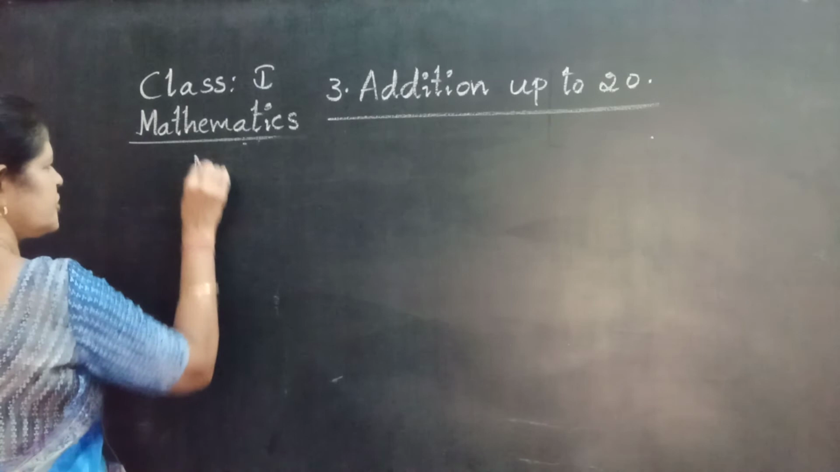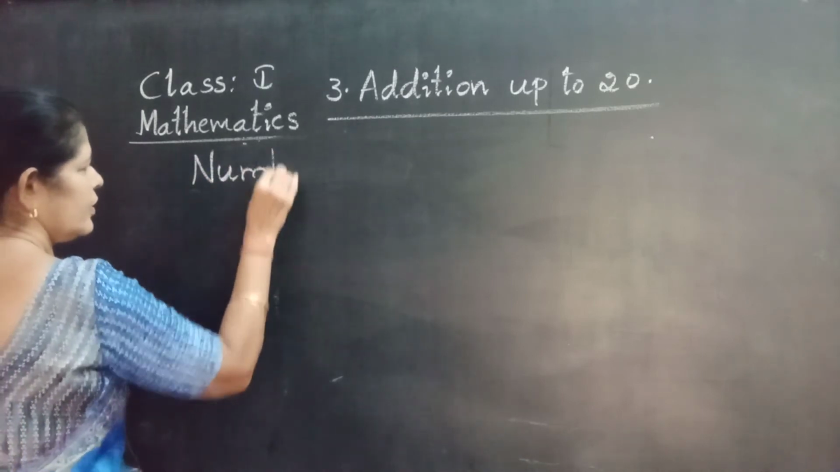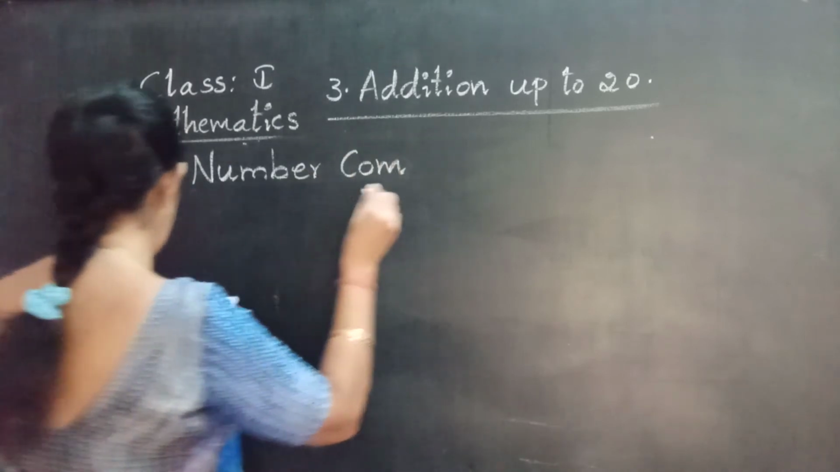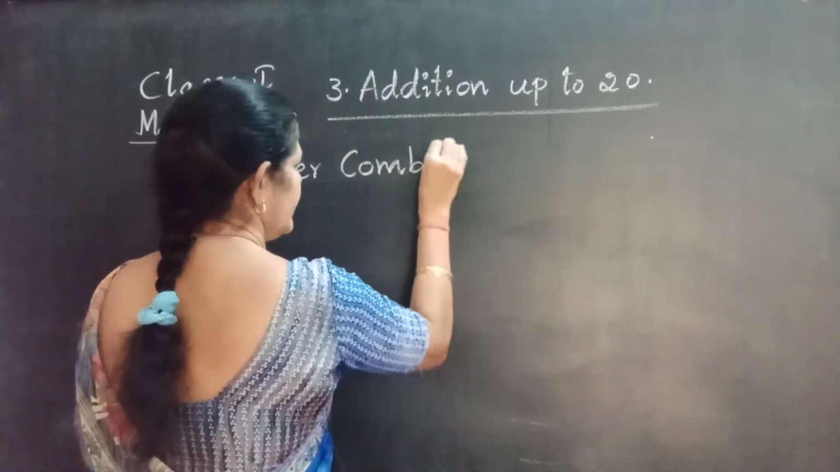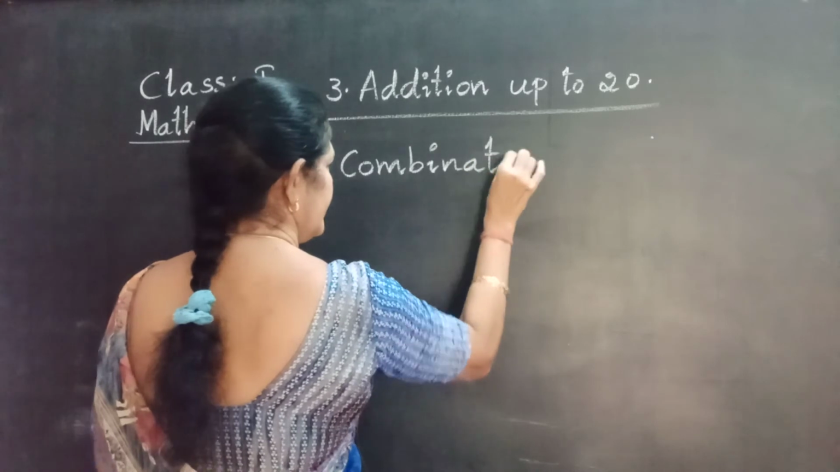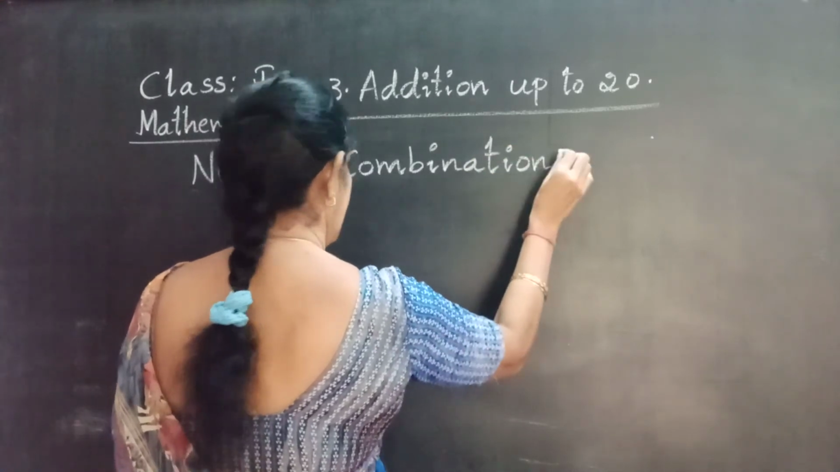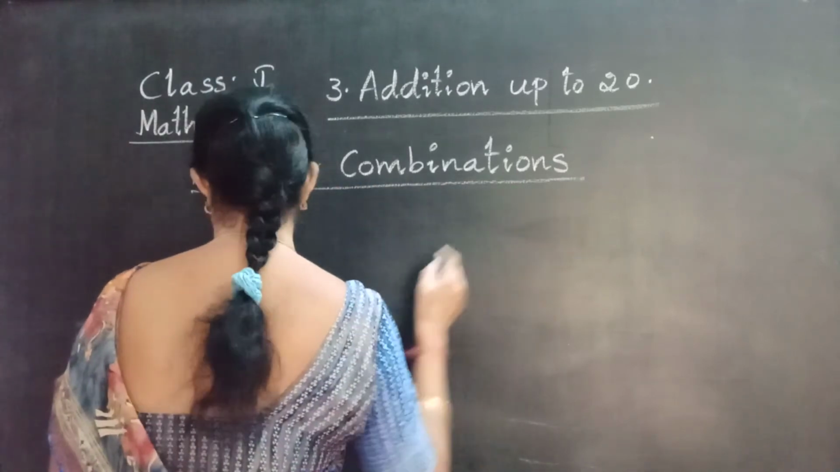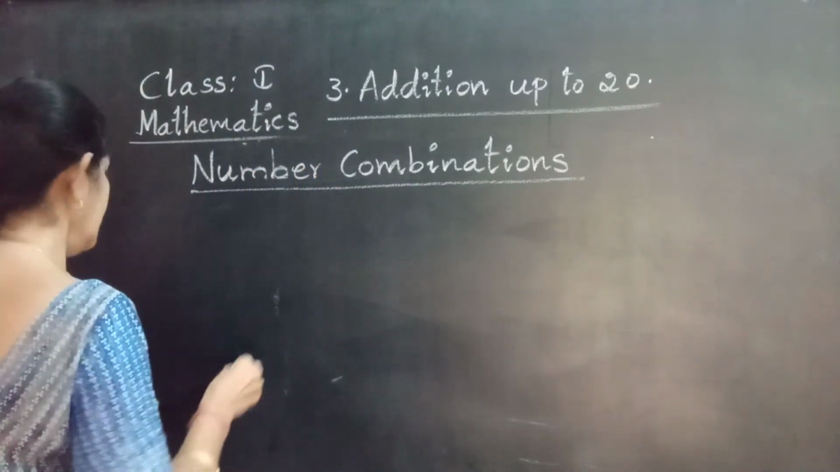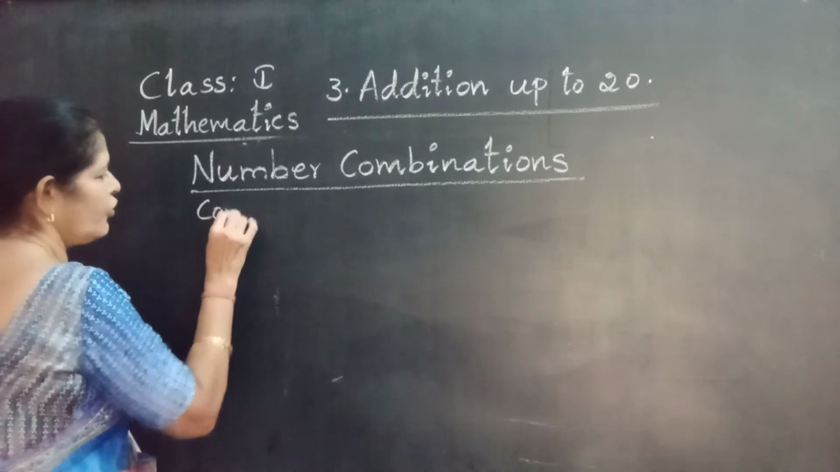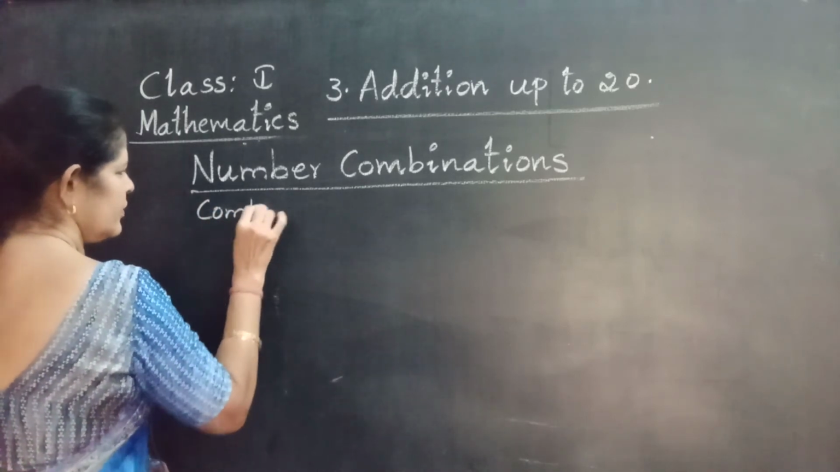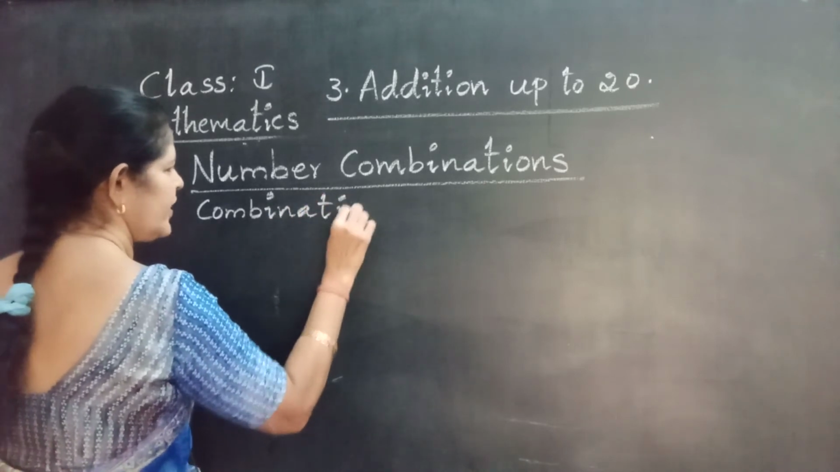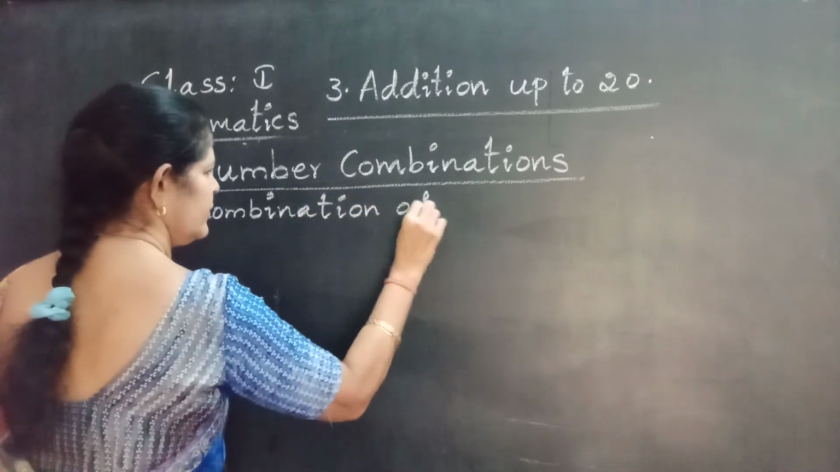Number combination. C-O-M-B-I-N-A-T-I-O-N-S. Number combination. We get the same number. See, combination of 1. How do you get 1 with 2 numbers?